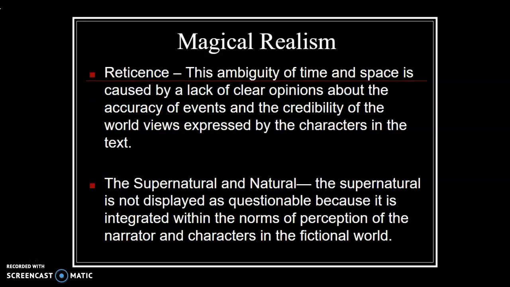So I want to talk about the latter two here, and the next one is this idea of reticence, which is the ambiguity of time and space caused by a lack of clear opinions about the accuracy of events, the credibility of the worldviews expressed by the characters, and so on. So what exactly does that mean? It's a fairly lengthy definition. Well, if you notice, this story is very ambiguous with regards to its setting, its time period, and so on. I mean, we know very few things about the setting of this story.